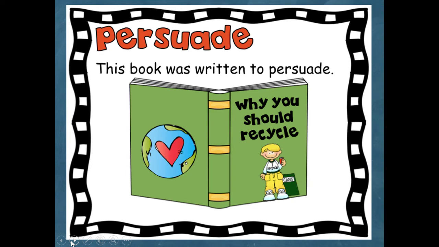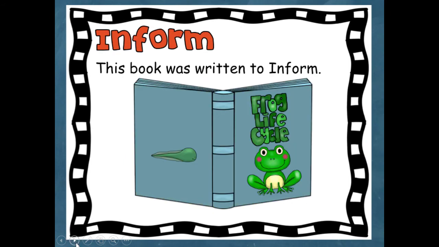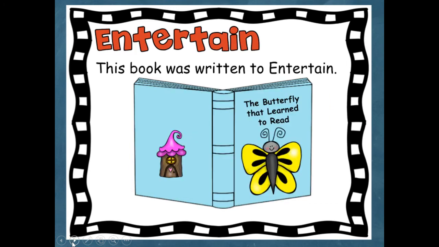So this is an example of a book that's persuading why you should recycle. That keyword why tells me they're persuading you. They're telling me the reasons I should recycle. Here's a book that's about information. Frog Life Cycle. I'm going to learn facts about how a frog goes from a tadpole into an amphibian. Here's an entertaining book. The Butterfly That Learned to Read. We all know butterflies can't read, so this book is imaginary or made up. It is an entertaining book.